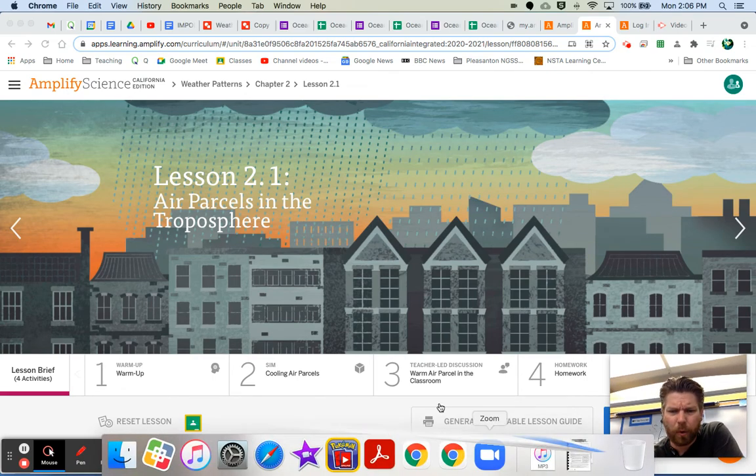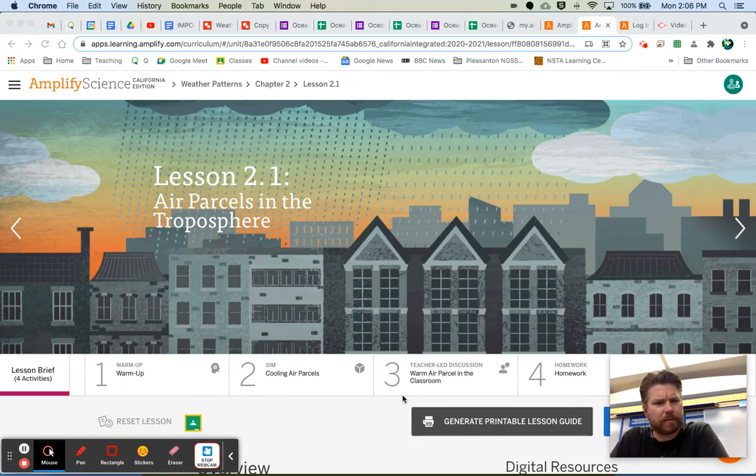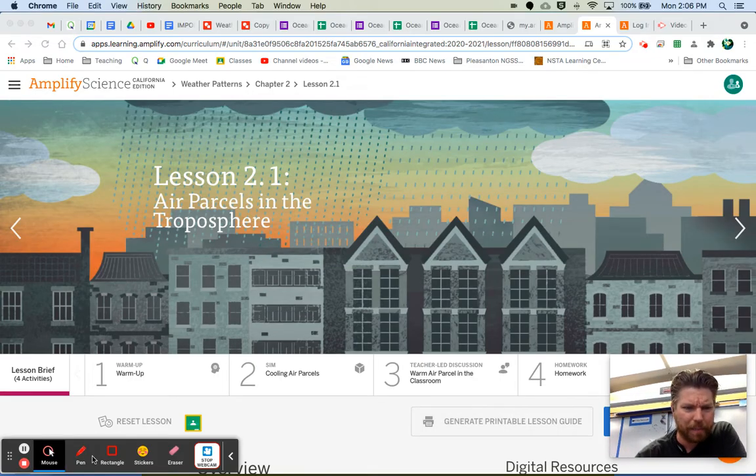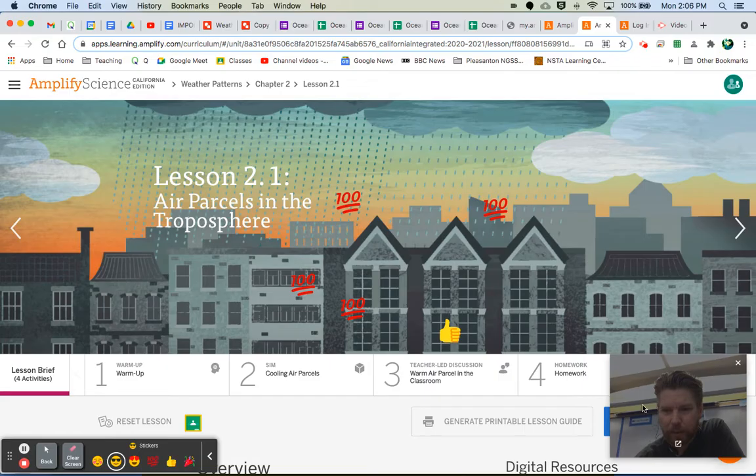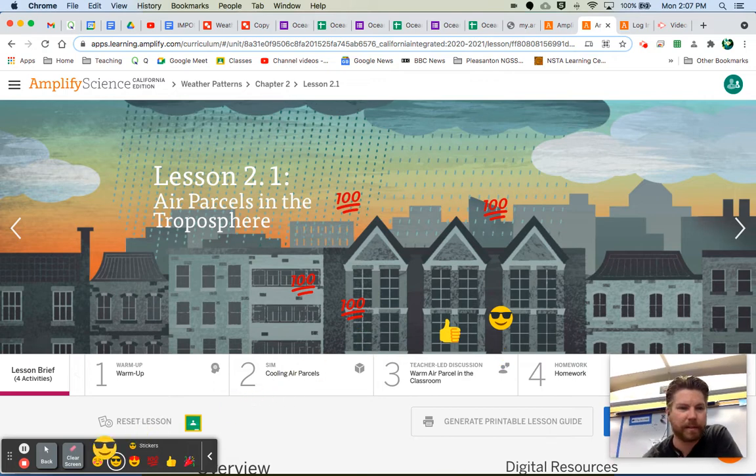Hey, welcome everybody. Ooh, I got new controls for this Screencastify thing. Check that out. Oh, it's giving me like a pen and stickers. This is all new. So like I could put like a boom, 100, boom, 100, boom, 100. That's awesome. Or like, hey, I like that. Thumbs up. Or like, hey, Mr. Wiggin, that's pretty cool. Oh, I can't do it on my face. That's a bummer. I would put that on my face. Oh, that's awesome. What else can I do here?